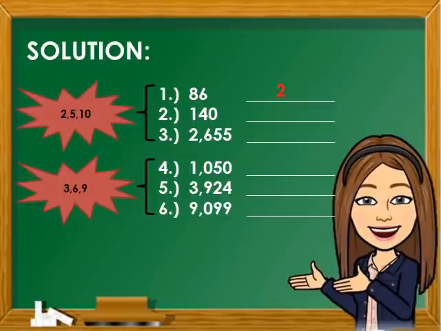86 is divisible by 2. 140 is divisible by 2, 5, and 10. 2655 is divisible by 5. 1050 is divisible by 3 and 6. 3924 is divisible by 3, 6, and 9. 9099 is divisible by 3 and 9.